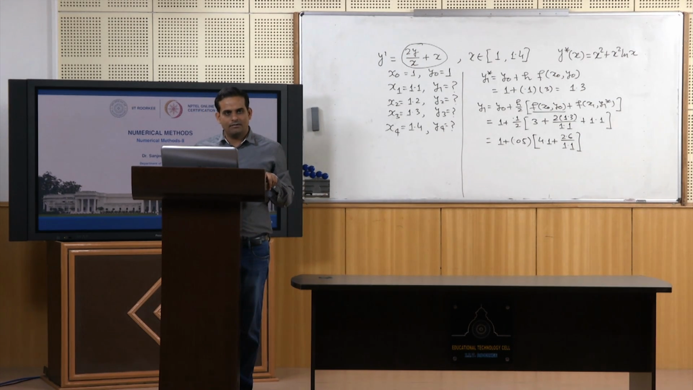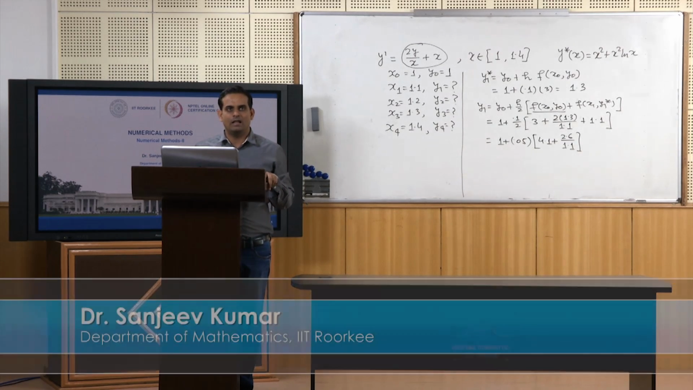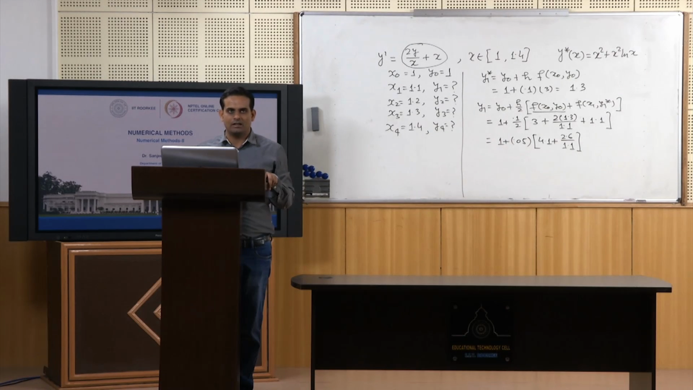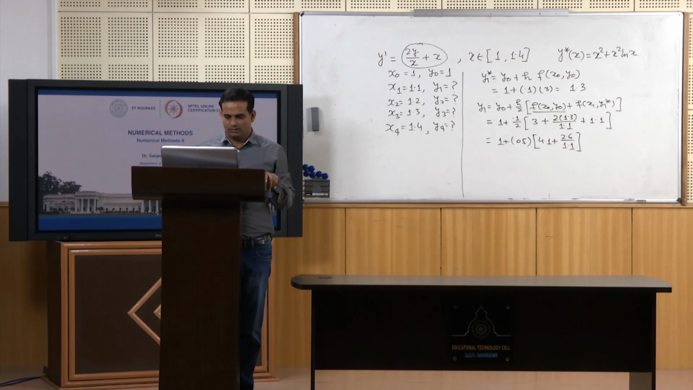So, in this lecture we have seen two methods having error of order h square, that is the quadratic Taylor method and then Euler's modified method. In the next lecture we will learn another class of numerical methods for solving ordinary differential equations, and those methods are called Runge-Kutta methods. So, thank you very much for listening to this lecture.